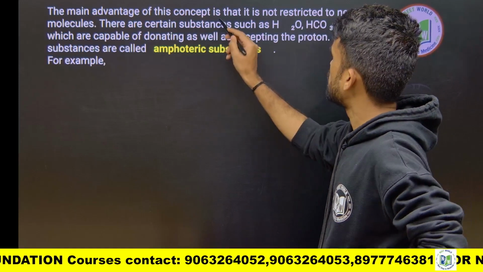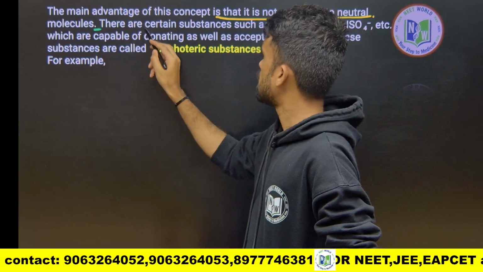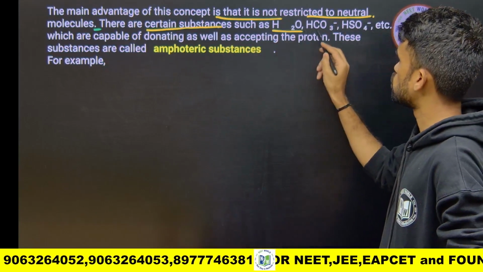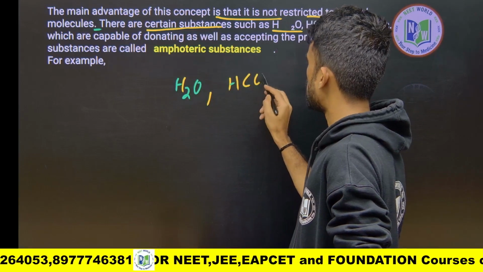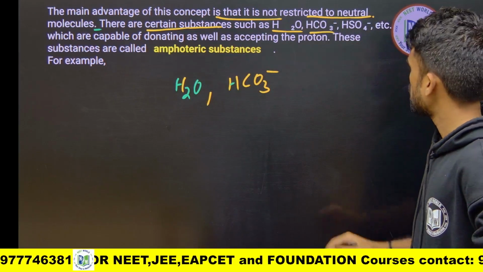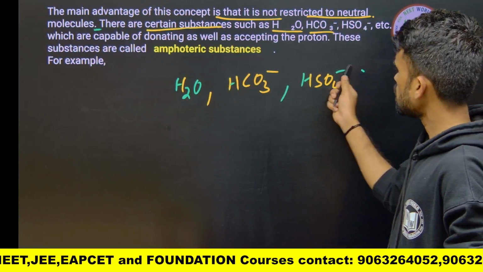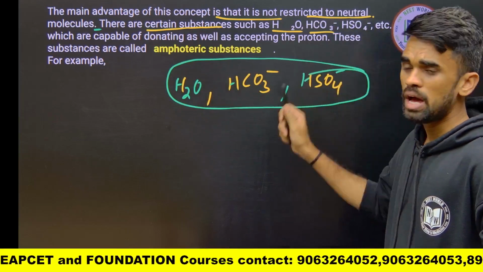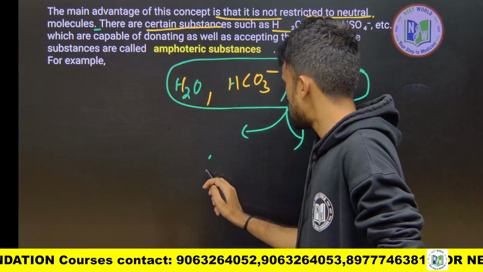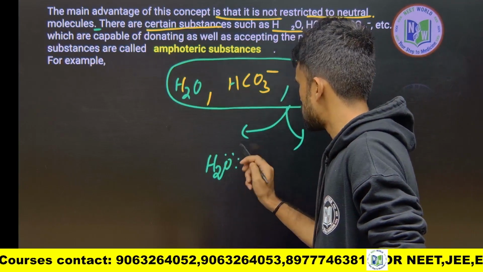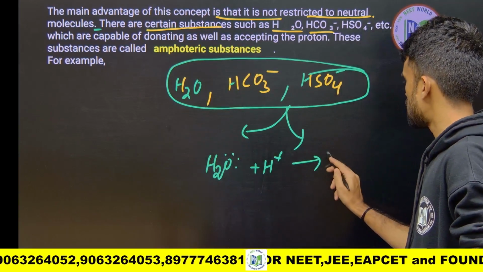The main advantage of this is that it is not restricted to neutral molecules. There are certain substances such as H2O, which we just discussed, and also bicarbonate, HCO3 minus, and HSO4 minus. These have the capability to accept H plus or to donate H plus. Just now I told you about water: by using its lone pair of electrons, it can accept H plus, as we saw in the first case, and form H3O plus.